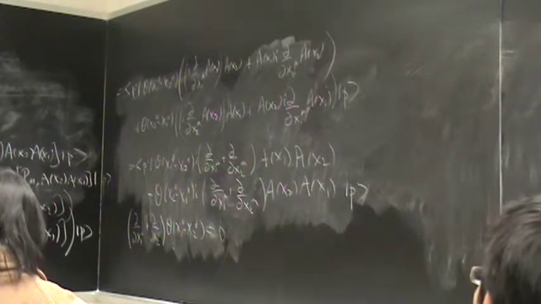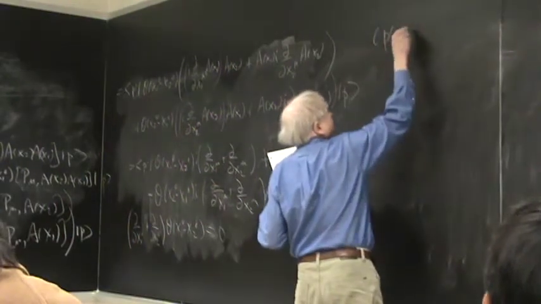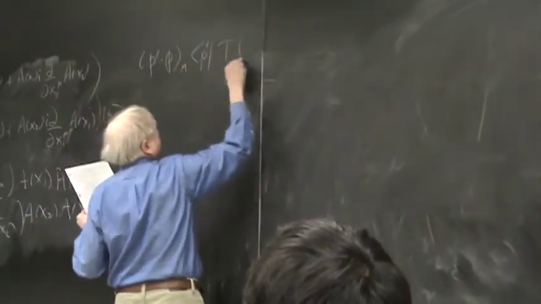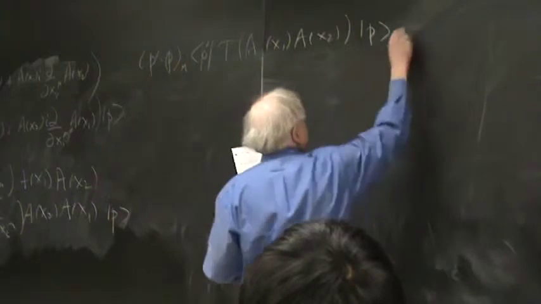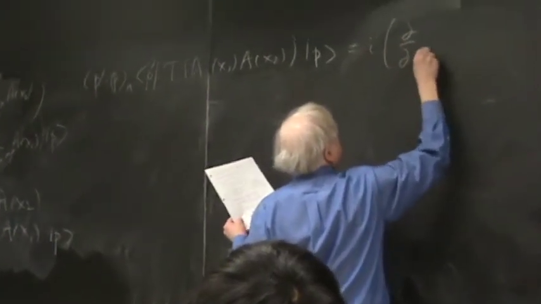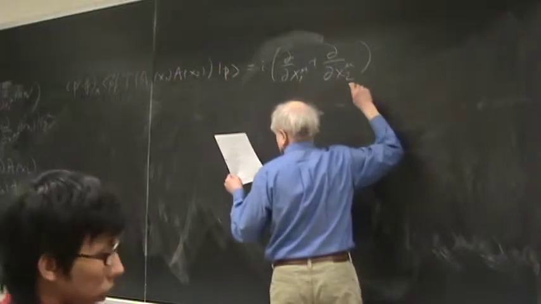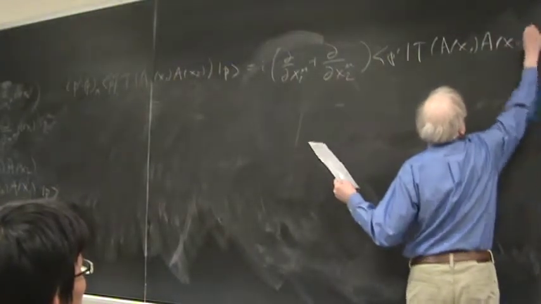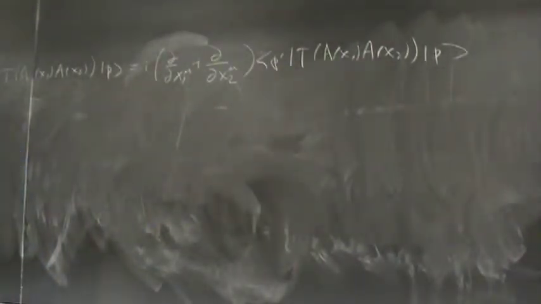So at this point then, what we've got is P prime minus P mu times P prime time ordered product A of x1, A of x2, P is equal to i d by dx1 mu plus d by dx2 mu times P prime time ordered product A of x1, A of x2, P. Okay, so that's the equation that we get.